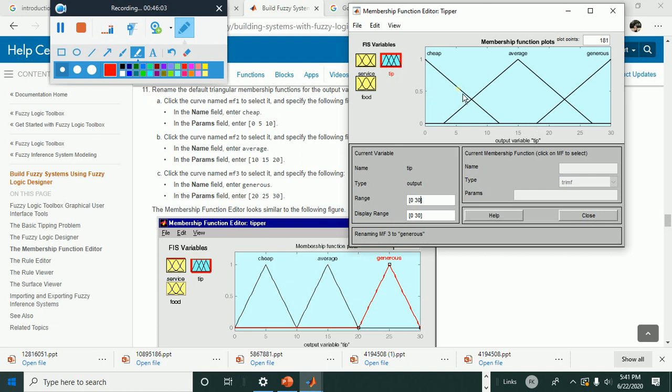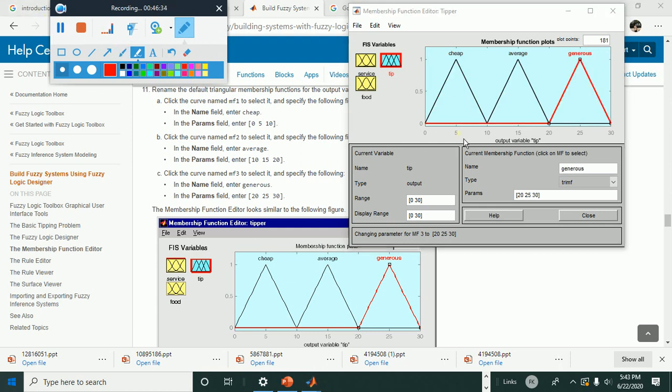Now we have to give the range. It will be three values of range, for example 0, 5 and 10. So it means that it will start from 0, its peak will be at 5, and it goes down at 10, and so on. I have stopped the recording during the azan, and I have initiated all the values for cheap, average and generous.